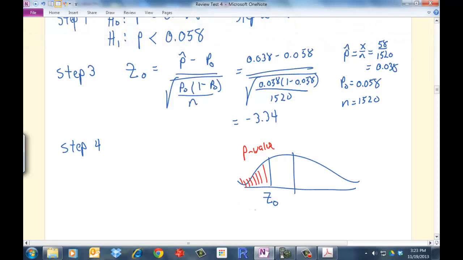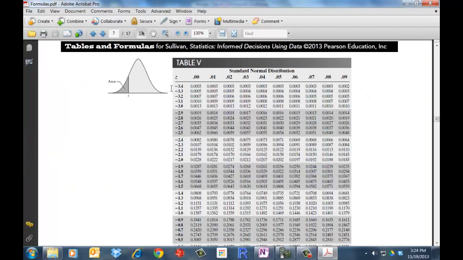Well, Z0 is what we just calculated in step 3, minus 3.34. So the p-value is equal to the probability that Z is less than minus 3.34. And we just looked this up in table 5. So minus 3.34 is 0.0004. That's our p-value.